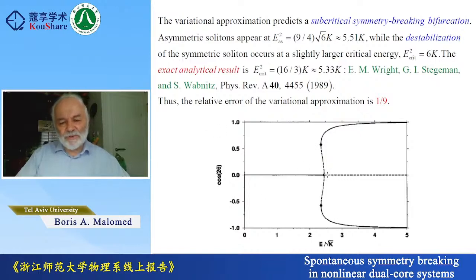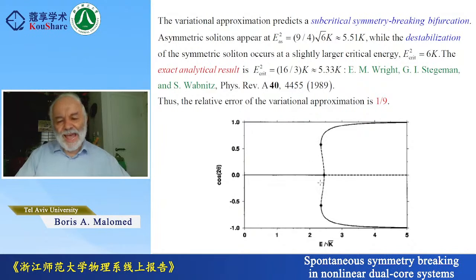Next, we have this critical value of the energy. The critical value of the energy is also predicted by the variational approximation and given by this value. Now, what we can do is compare, first of all, these two values. As we see, this value is actually written for the square of the energy. This value for the square of the energy, 6, is slightly larger than this value at that point. So it means that indeed, as shown in this diagram, the destabilization of the symmetric state happens later, at a slightly larger energy than we have the chance to create the asymmetric subcritical solution.